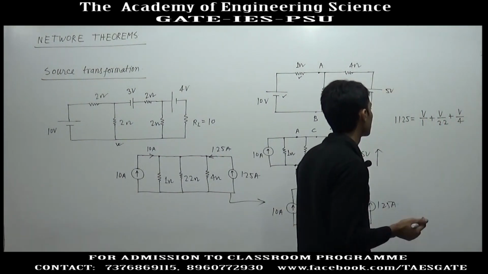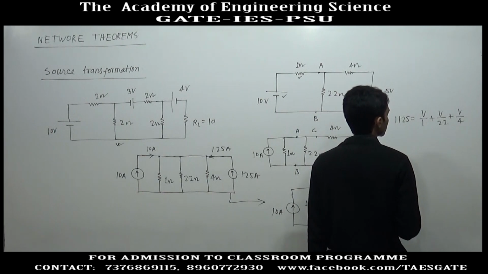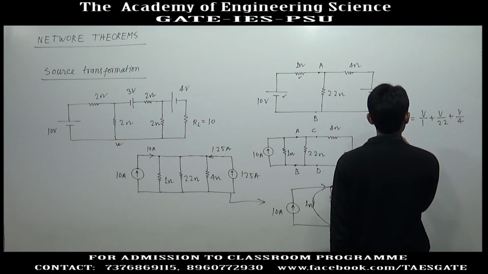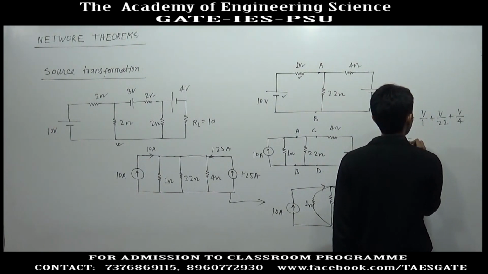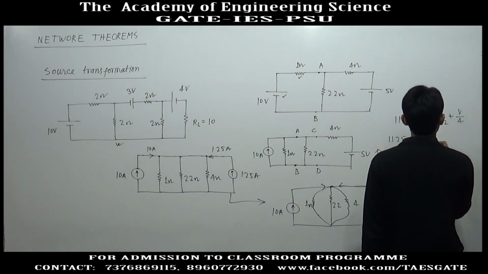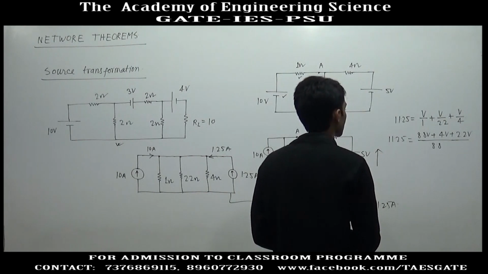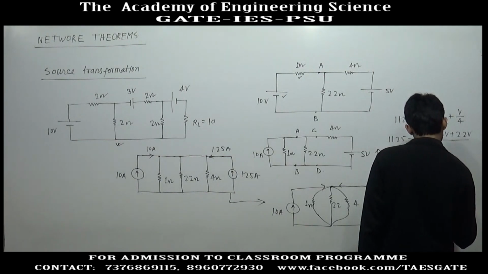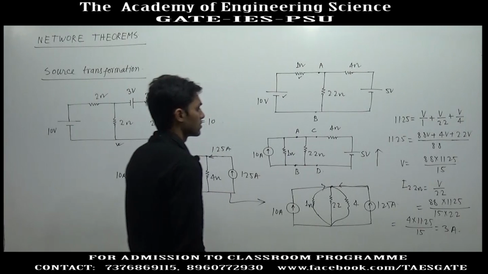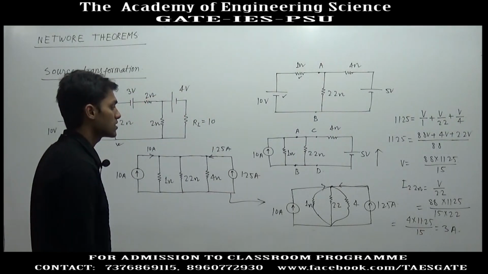So we can calculate V from here. 11.25 is equal to, this is 8.8. This way we will get current in 2.2 ohm resistance as 3 ampere.